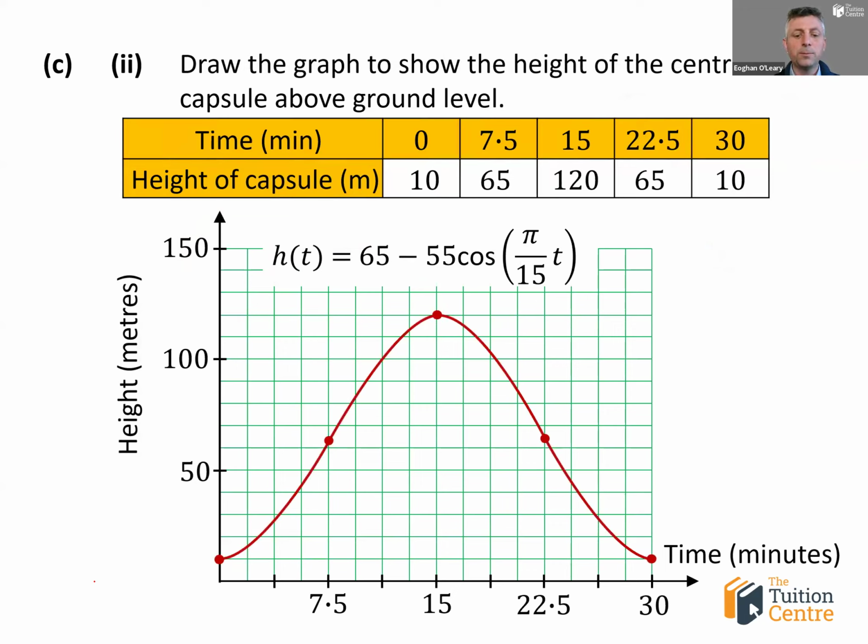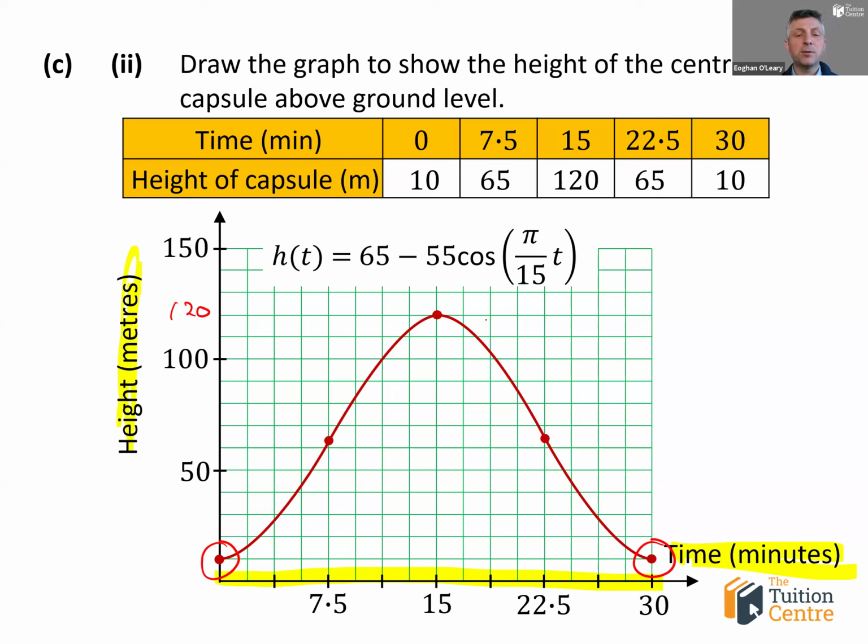It's obviously just one rotation, from your lowest point back to your lowest point. So you can see that the period is 30 minutes. Because the time is in minutes and our height in meters, we can see we're going up there to the highest point of 120.